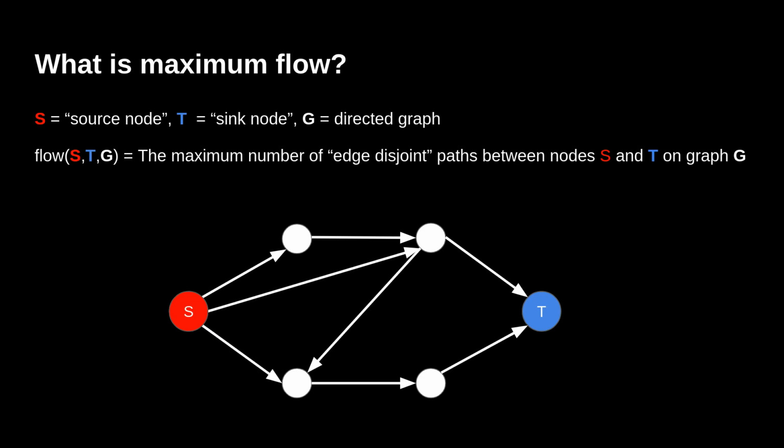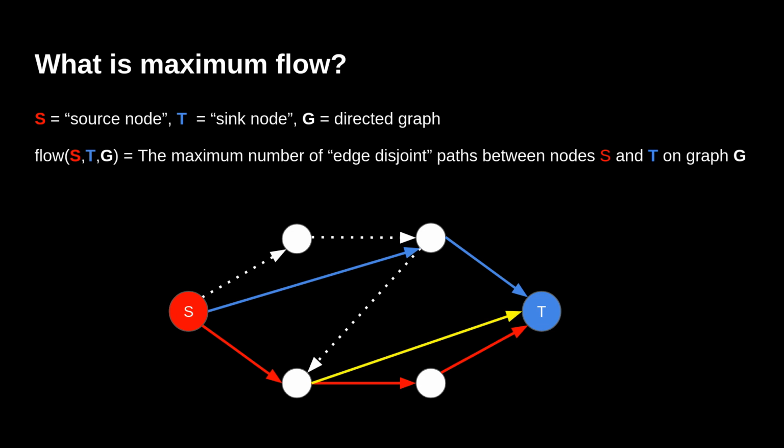So on this example graph, we can see that there are two potential paths between S and T, and we cannot get a third path between them without reusing an edge. If we were to add an edge right there between the bottom left white node and T, we can now see that there is a third potential edge disjoint path between S and T, and so the maximum flow of this graph would be 3, while the maximum flow of the previous graph before the edge addition would be 2.